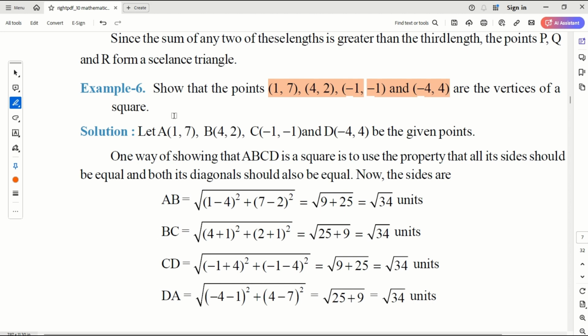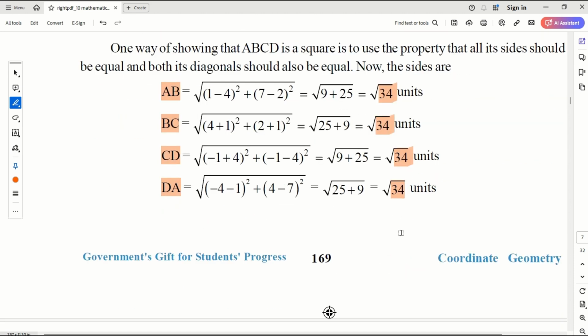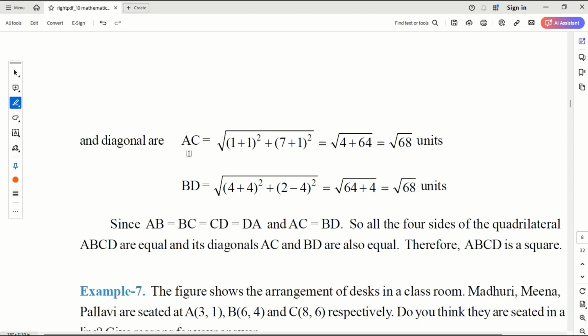Okay, so let's calculate. You have to make a total of six distance calculations. That is AB, BC, CD, and DA. And if I calculate, all four of them are square root of 34. So all four sides are the same. Now let's go to the diagonals. AC is calculated as square root of 68 and BD is also square root of 68. Which means the polygon formed by these four points is a square.